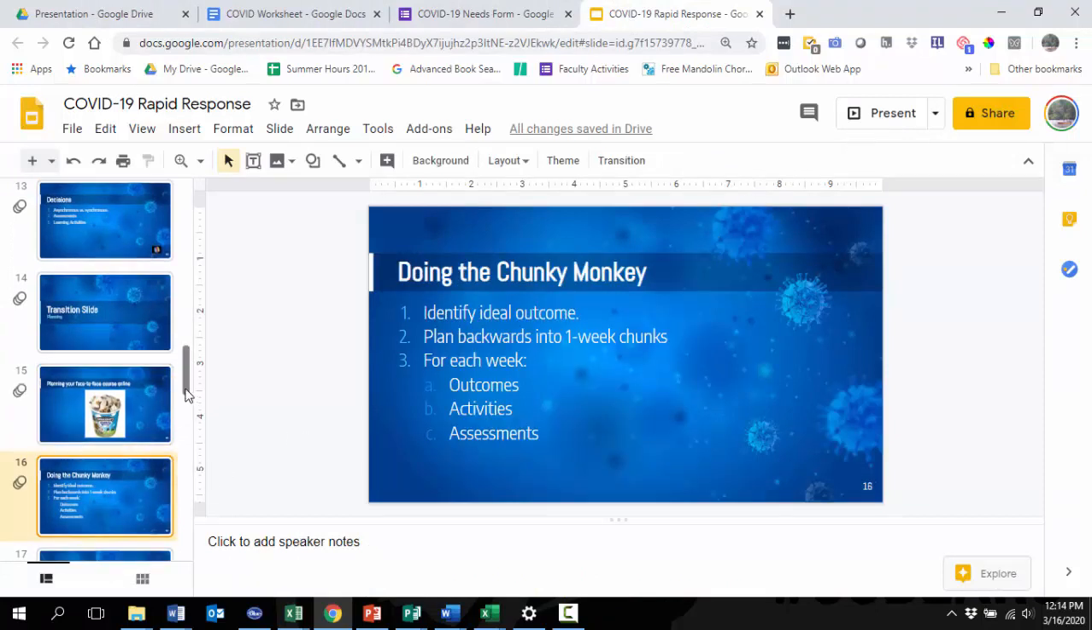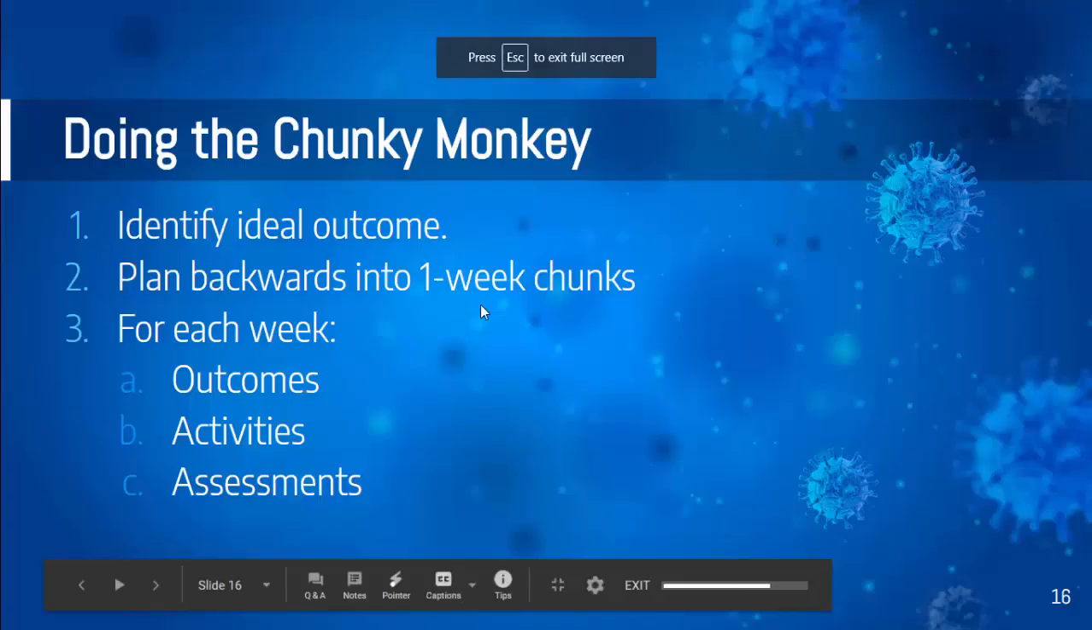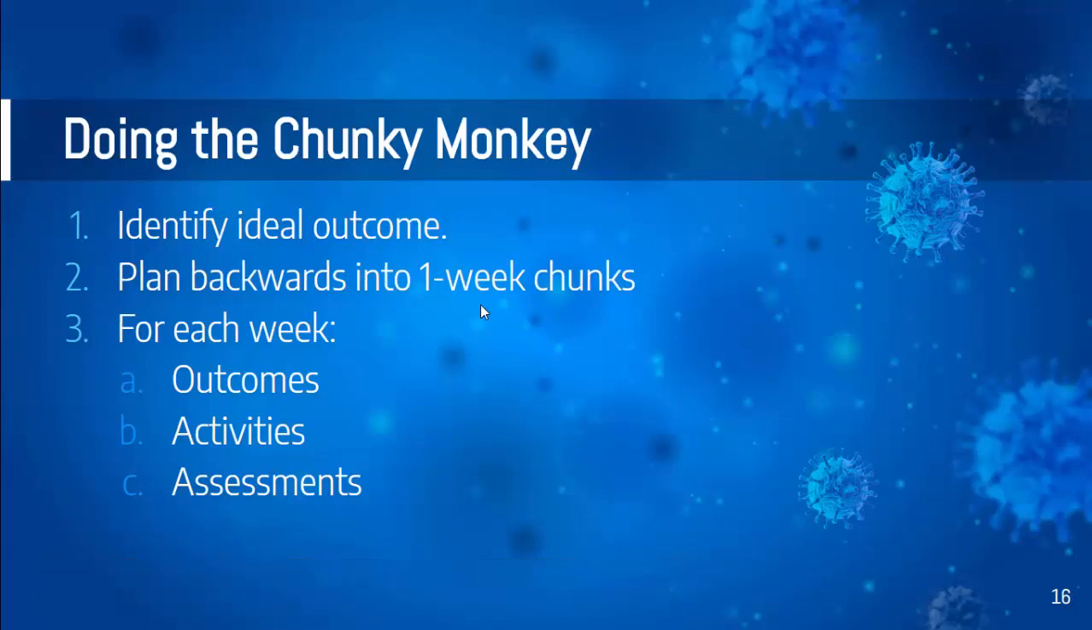So again, identify your ideal outcome. What does the student look like? What are the things that he or she can do? How has he or she met the student learning outcomes for the course? Plan backwards in 1 week chunks. And for each week, plan what are my outcomes for this week? They should be smaller subsets of your student learning outcomes. What are the activities that will get students to that? And what are the assessments that I will give that will help me to know whether they have met those outcomes? That wraps up the planning session.